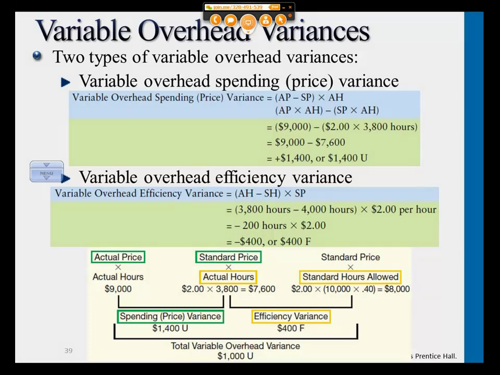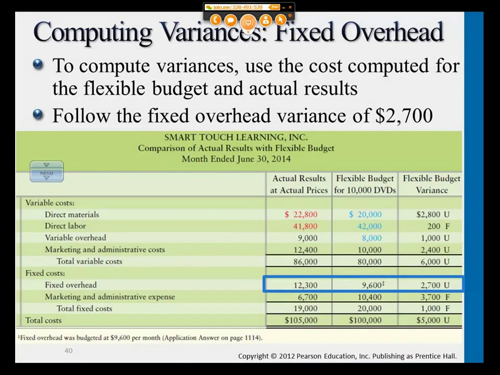All right, so let's move on. We have fixed overhead to look at.